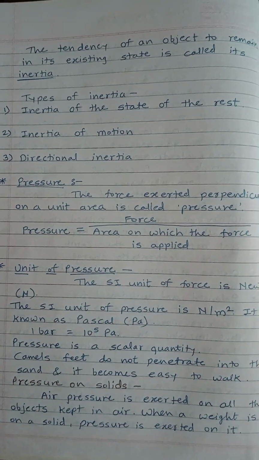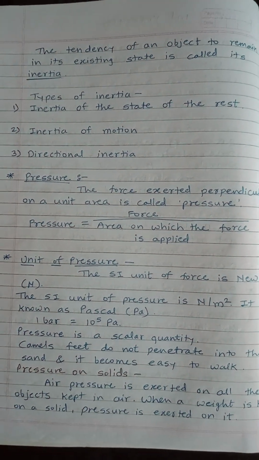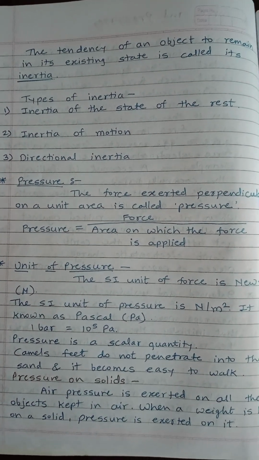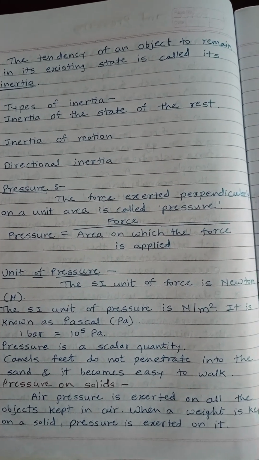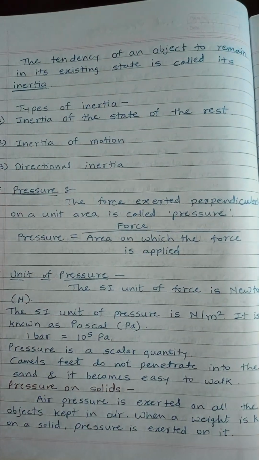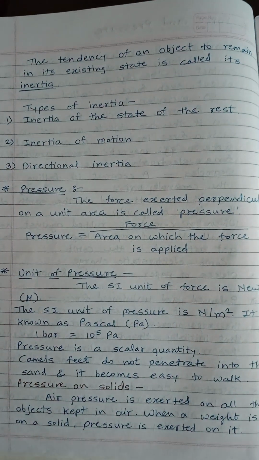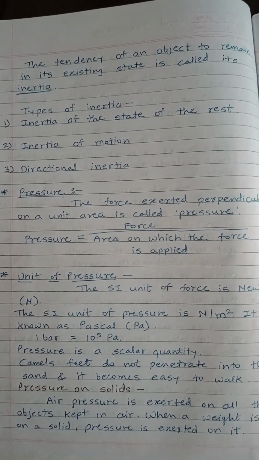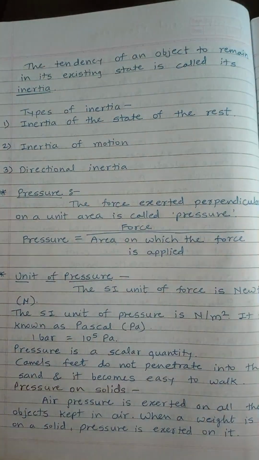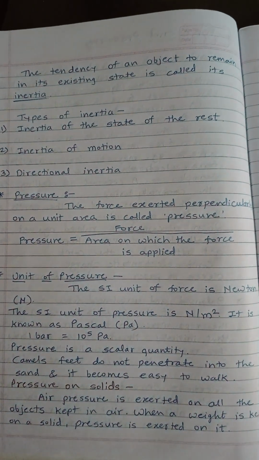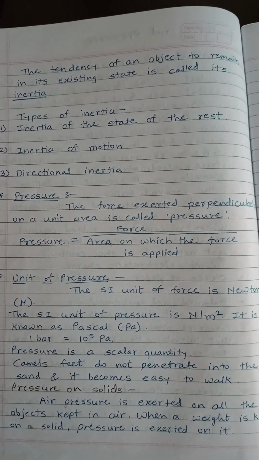Then we see the unit of pressure. The SI unit of force is Newton, means N, capital N. The SI unit of pressure is Newton per meter square. It is known as Pascal. 1 bar is equal to 10 raised to 5 Pa. Pressure is a scalar quantity. Camel's feet do not penetrate into the sand and it becomes easy to walk.